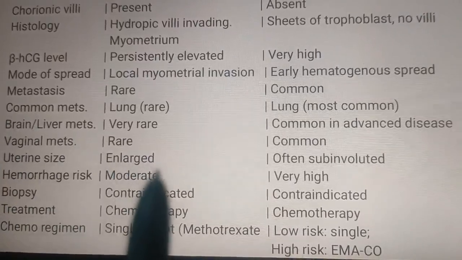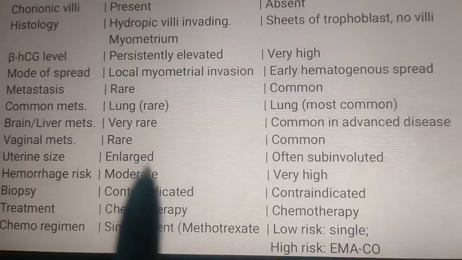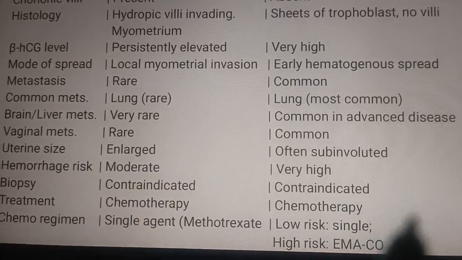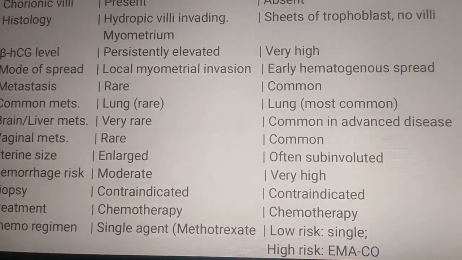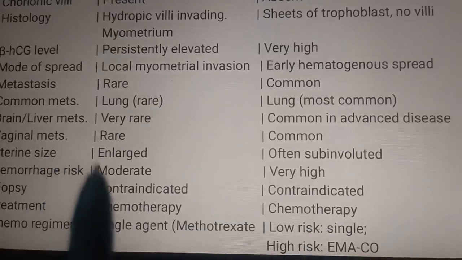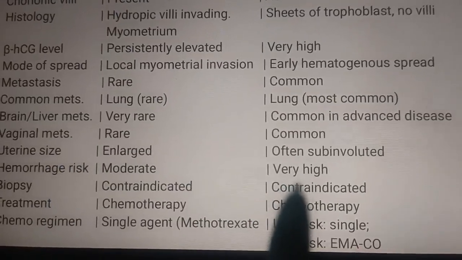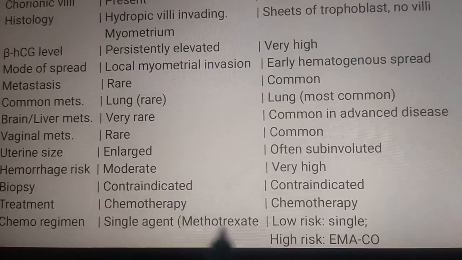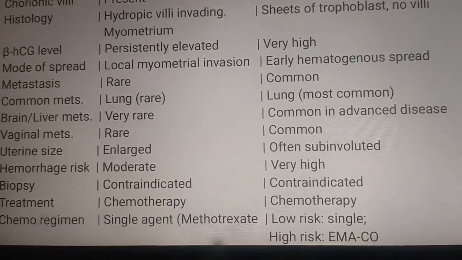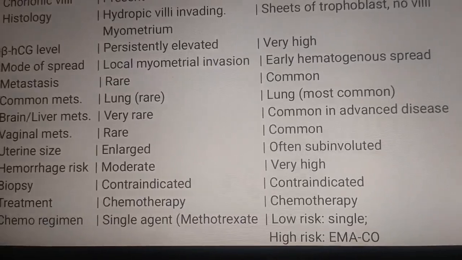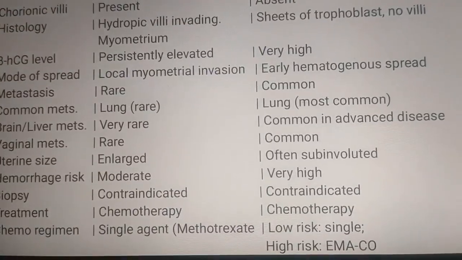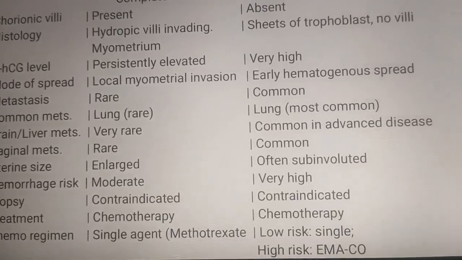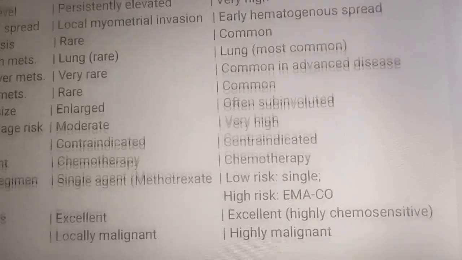Uterine size is enlarged because it is locally invasive, so enlarged in case of invasive mole, and subinvoluted uterus in case of choriocarcinoma. Hemorrhage risk is moderate in case of invasive mole and very high in case of choriocarcinoma. Biopsy is contraindicated in both of them. Treatment is chemotherapy, and chemo regime we have studied, that is single agent methotrexate in low risk. In case of high risk it is EMACO regime.